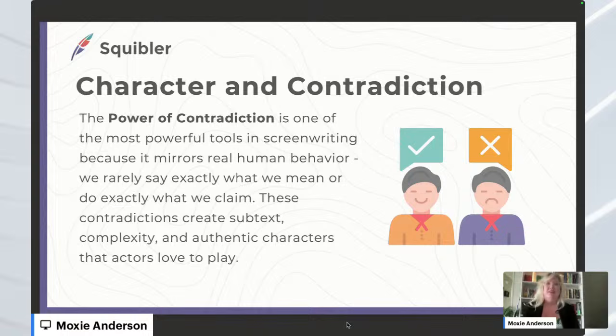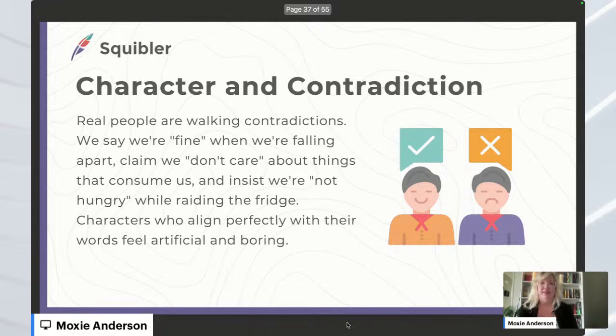Another thing that characters do is contradict themselves. This is called the power of contradiction, and it's one of the most powerful tools that we can have in screenwriting because it really does mirror human behavior. We rarely say exactly what we mean, and we rarely do exactly what we claim. These contradictions are really good at creating subtext, complexity, and authentic characters that actors will love to play.